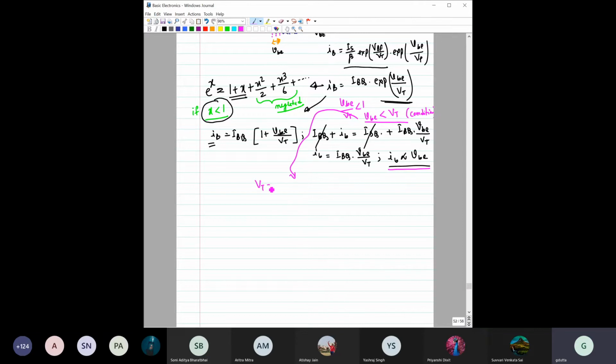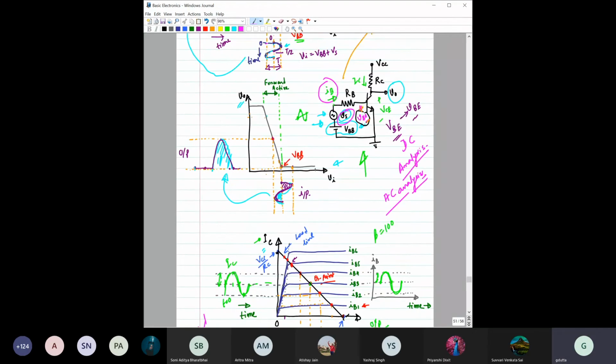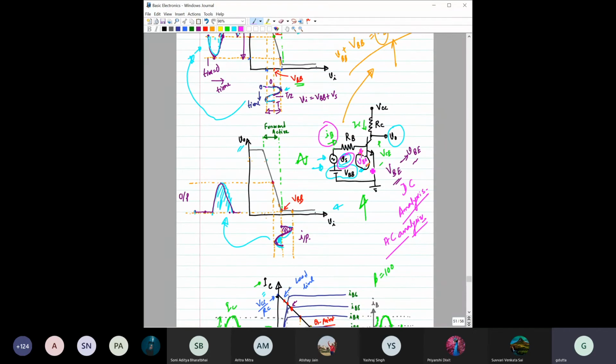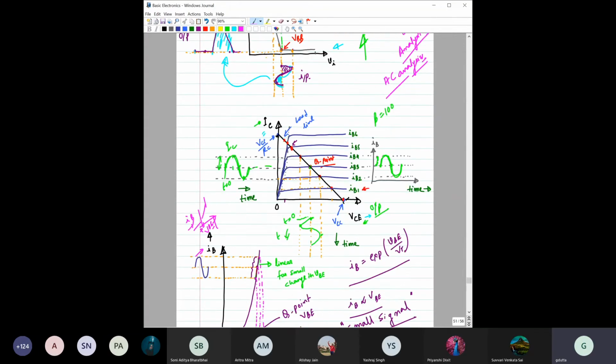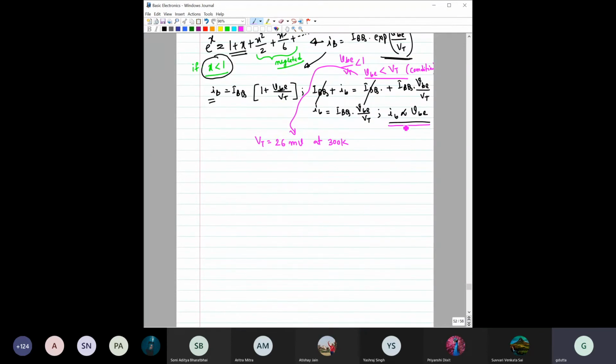To discuss it a bit more, what is the value of VT at room temperature? It is 26 millivolt at 300 K. So that means the change in V of BE, the change in this potential, should not be more than 26 millivolt at room temperature. Then only we can get that linear relation between the input current, this IB, and V of BE.